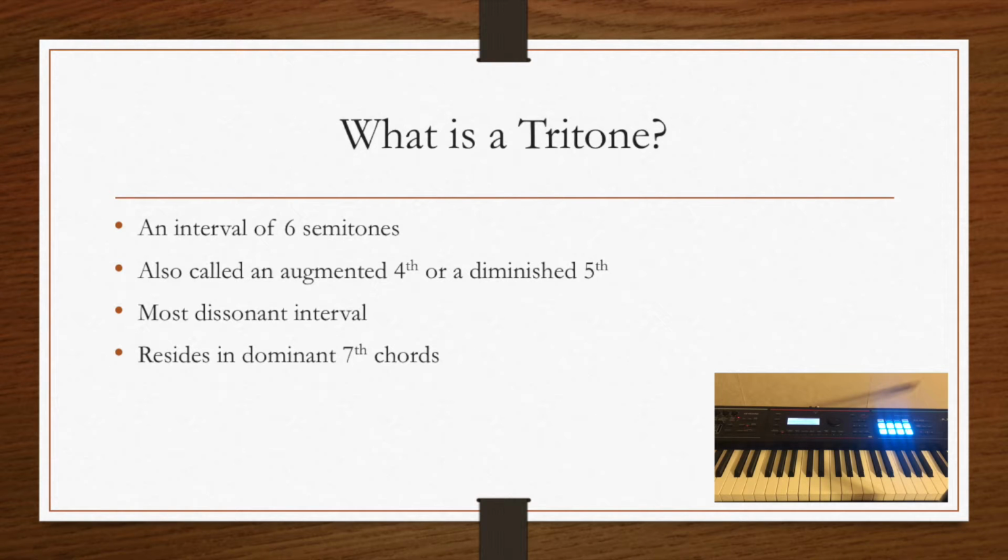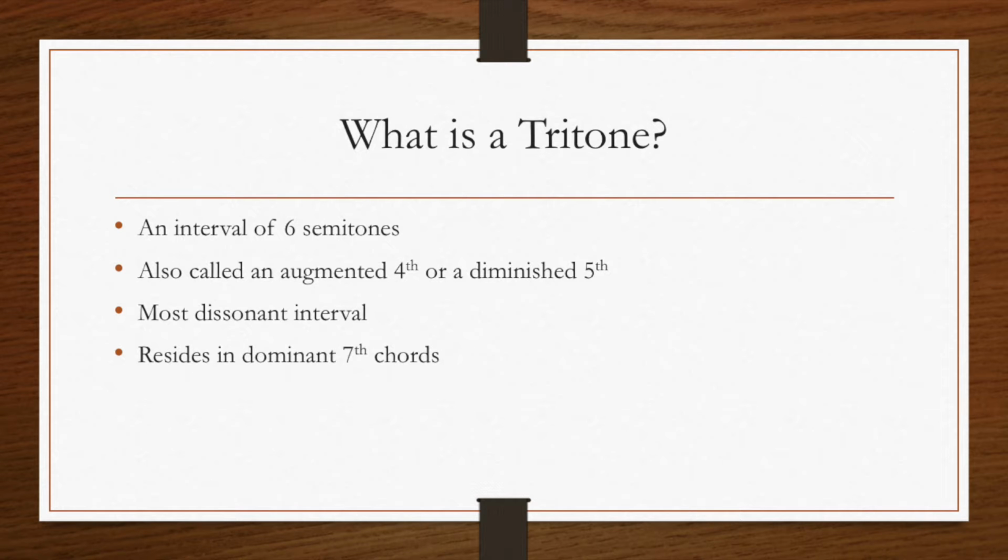So a tritone consists of 6 semitones. So for example, a tritone above B would be F. We simply count up 6 semitones. The tritone is considered to be one of the most dissonant intervals and resides within the dominant 7th chord.